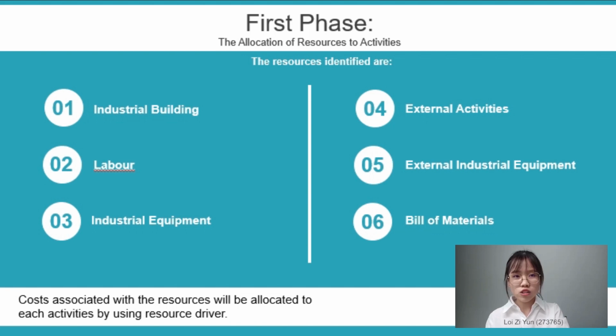Then, there are costs associated with the resources, and the resources must be allocated to the activities. So, the question that arises here is how to allocate the resources to activities. To properly allocate the resources to each activity, we need to identify the resource driver of each resource.